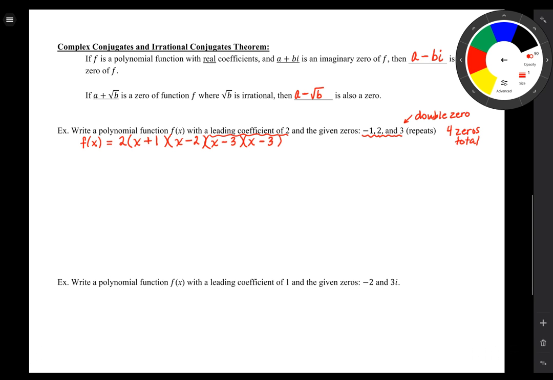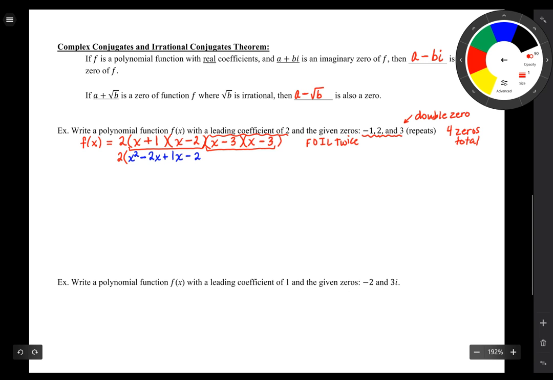Now all you have to do is do FOIL twice to multiply things out. So it can get a little hairy, but it's not too bad. So let's do FOIL here, and let's do FOIL there. So FOIL twice. Don't worry about the 2 right now. That's out there. We're going to mess with that at the very end. So let's just put that there. So first times first. So we have x times x is x squared, -2x plus 1x minus 2.